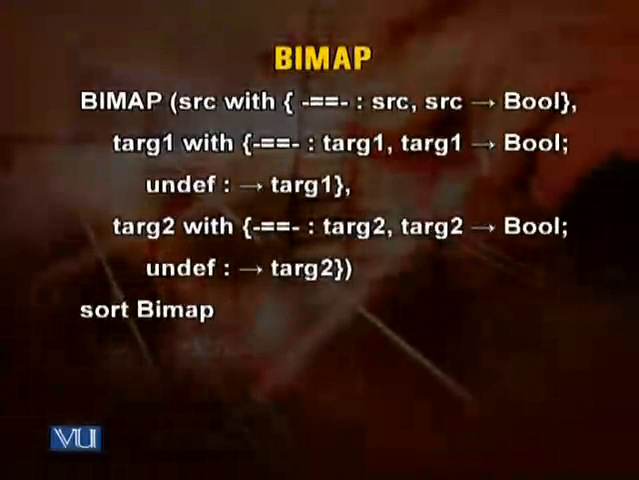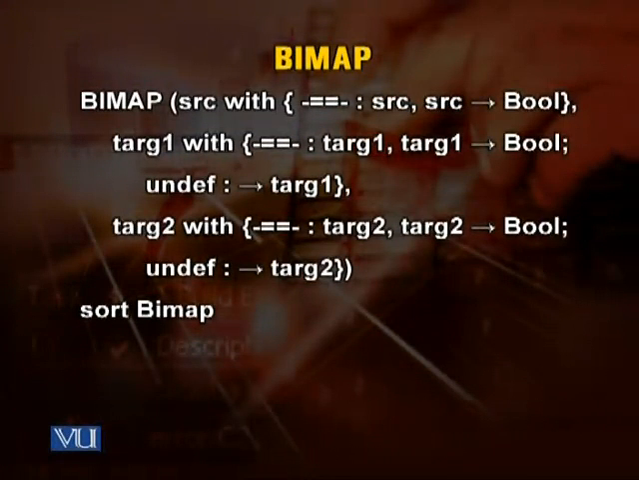So we have this specification bimap which takes three arguments. The first one is the source, src, and we require that we have this equality defined for the source. Note one thing here, that we are saying that source undefined is not required to be defined for the source. That means, we are not going to use undef for source. So first argument is src, which stands for source, and we need to have the equality defined for that.